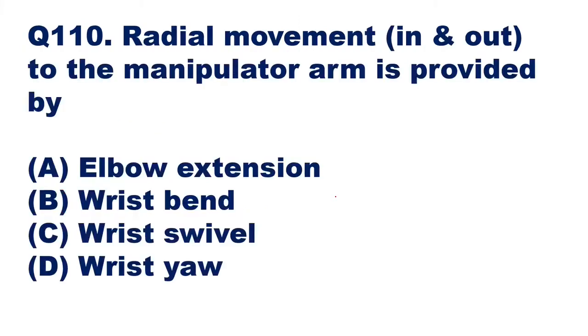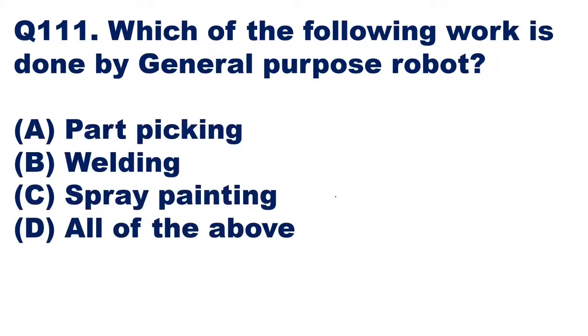Then we'll go to the next question, question number 110. A radial movement in and out to the manipulator arm is provided by what? Radial movement in and out. So it is not wrist bend, it is not wrist swivel, it is not wrist yaw, it is elbow extension. So radial movement in and out to the manipulator arm is provided by elbow extension. So option A will be the right answer here, elbow extension. Then we'll go to the next question. Question number 111. Which of the following work is done by general purpose robot?